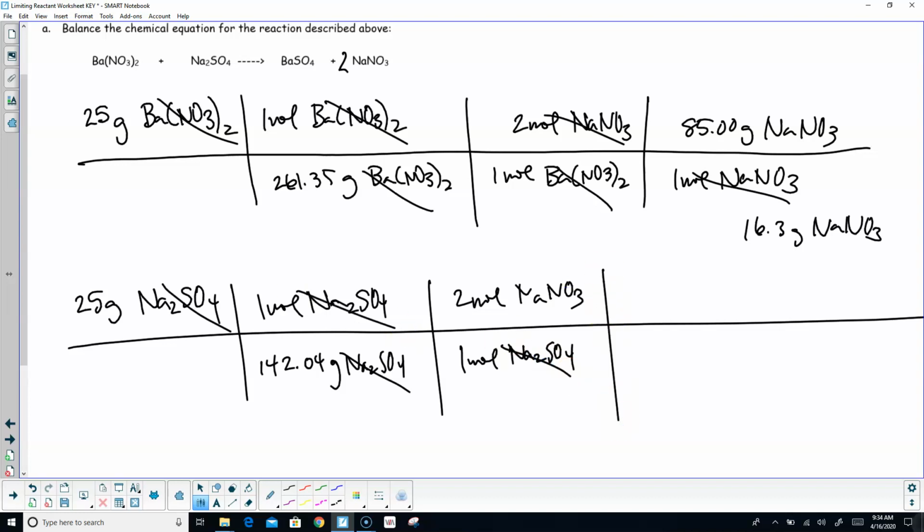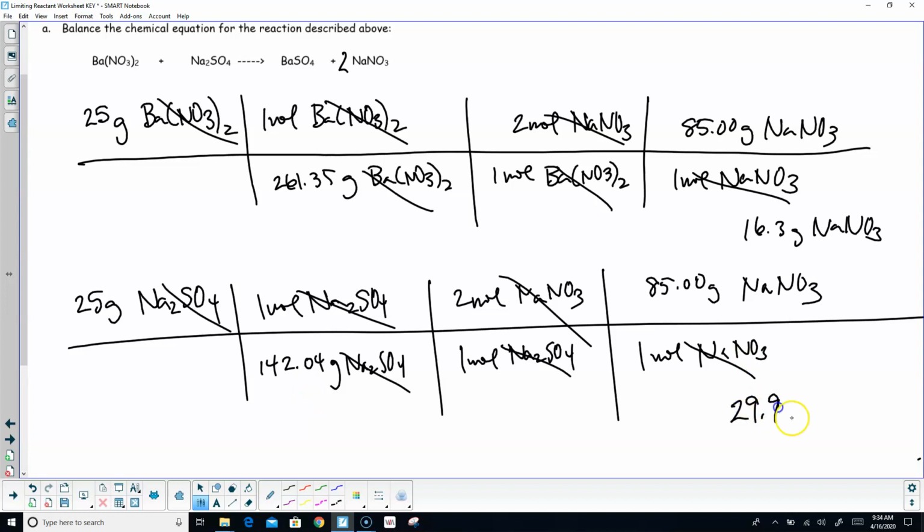Now all I need to know is the molar mass. 1 mole of sodium nitrate still weighs 85 grams of sodium nitrate. Moles cancel. 25 times 2 times 85 divided by 142. You get 29.9 grams of sodium nitrate.